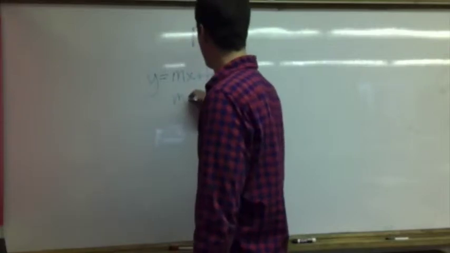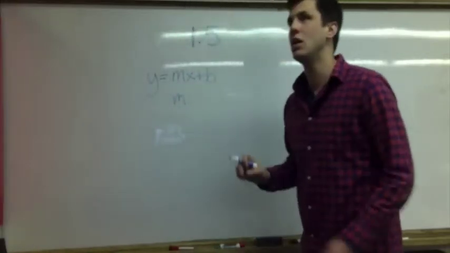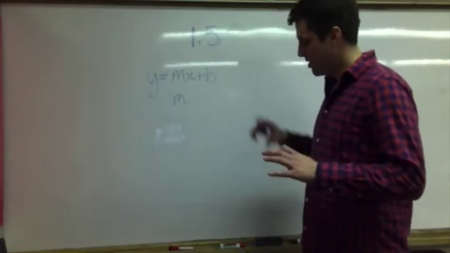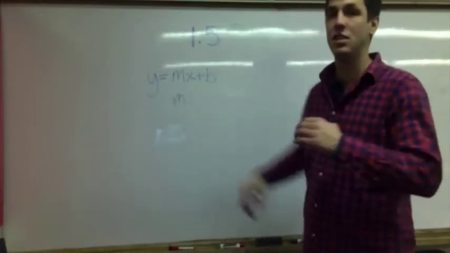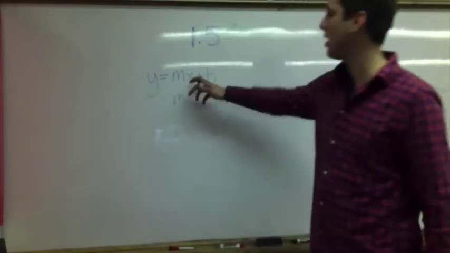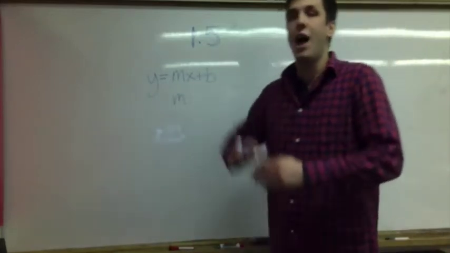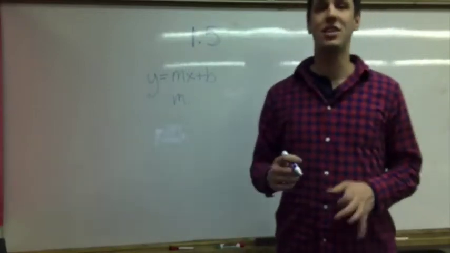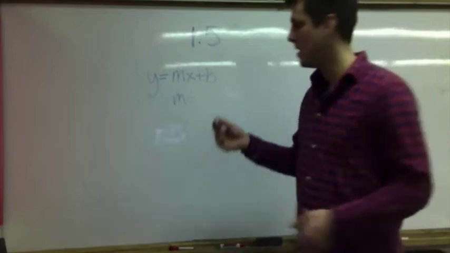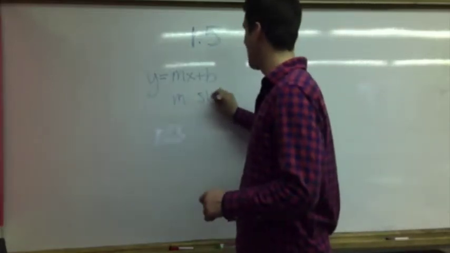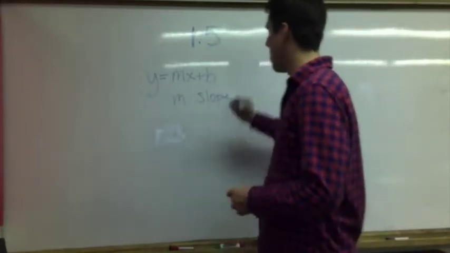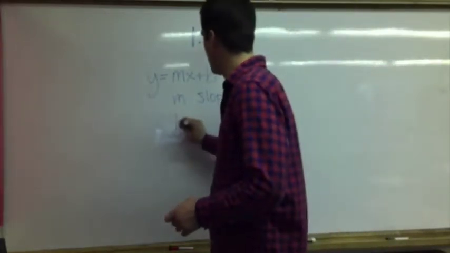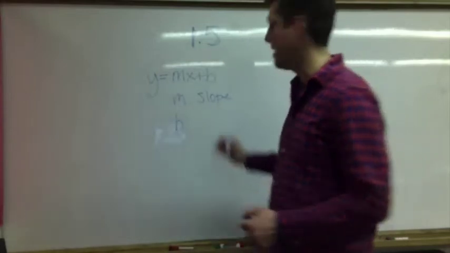m is going to be, how do I describe this? m is going to be the rate of change for y. And so whenever you plug in something for x, how does it affect y, or how does it change y? And a lot of people consider m to be the slope. So you'll learn about that later on. For now, I want you to write slope in there. And then for b, I want you to write the y-intercept.